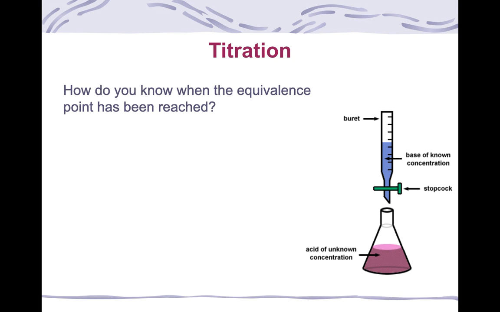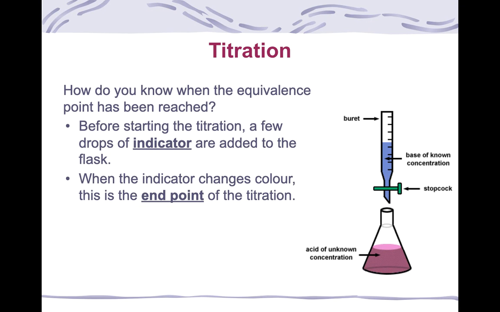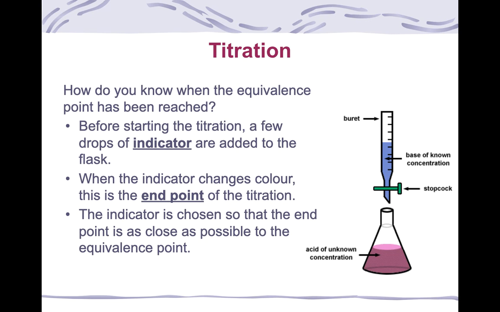The way that you know when you're carrying out a titration is that you use an indicator. Before starting the titration, a few drops of indicator are added to the flask. And when the indicator changes color, that's what's called the end point of the titration. The idea is to choose an indicator that's going to change color as close as possible to the equivalence point. The equivalence point is when the reaction has completely consumed all of the sample, and the end point is the change in color. So ideally you want those to be around the same so you can see the change.